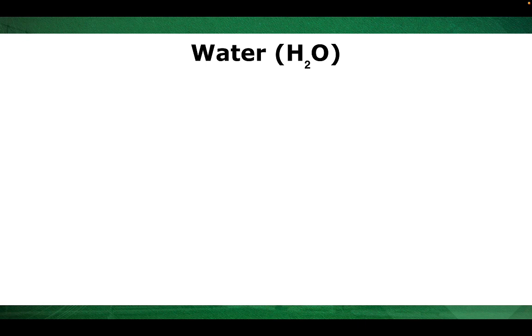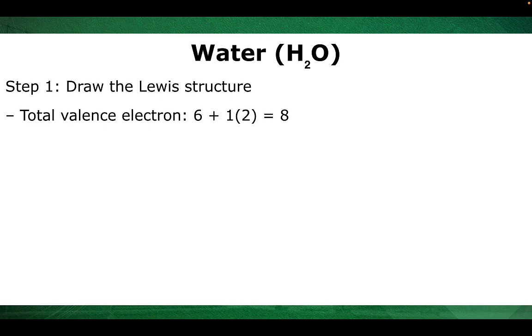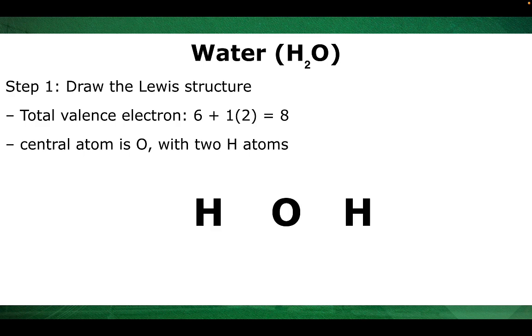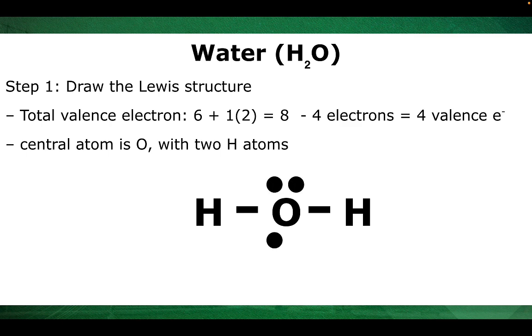Now let's identify the molecular geometry of water. First, to draw the Lewis structure, total valence electron is 6 from oxygen, 1 times 2 from hydrogen, so you have 8 valence electrons. The central atom is oxygen because hydrogen cannot be a central atom, so we have this. And then you connect them with a single bond. Each bond uses 2 electrons. Basically, you use 4 electrons, leaving you with 4 valence electrons. Last step is to distribute this to the central atom. 1, 2, 3, 4. You have 0 valence electron remaining.